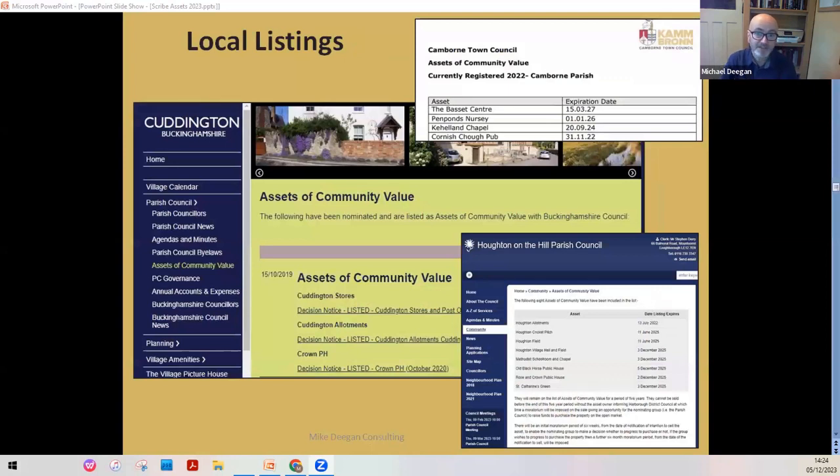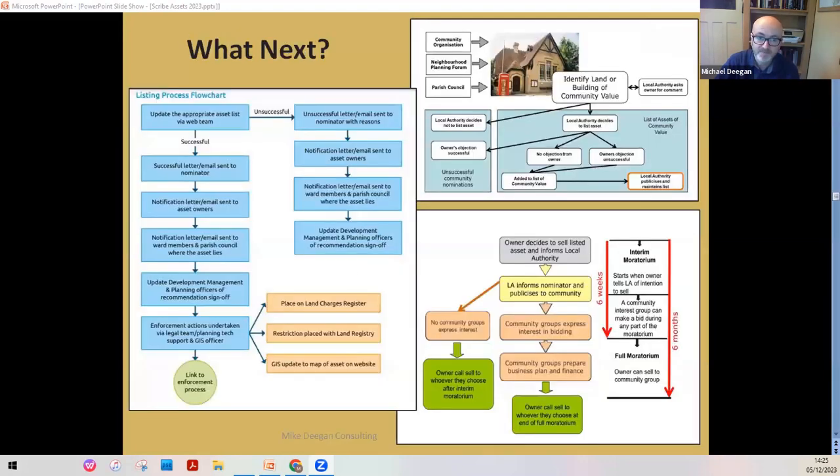And many town and parish councils also take the opportunity to include local listings on their websites. And there's just a few examples here. And I think this can be quite useful, really, just to indicate what assets there are within a town, in a village or a parish, and also their subsequent status. So sometimes they might be unsuccessful, or sometimes they might have been sold on and the status changed. But it's just useful to have that for your town or parish.